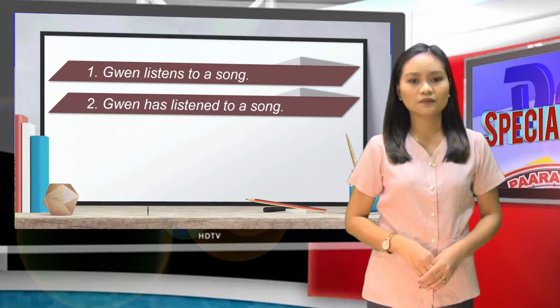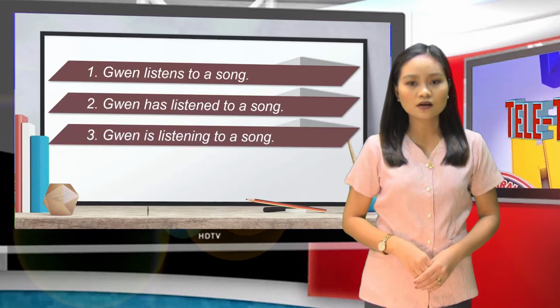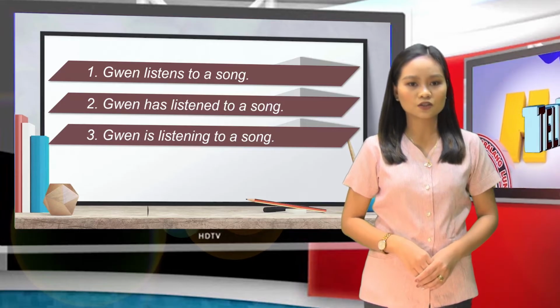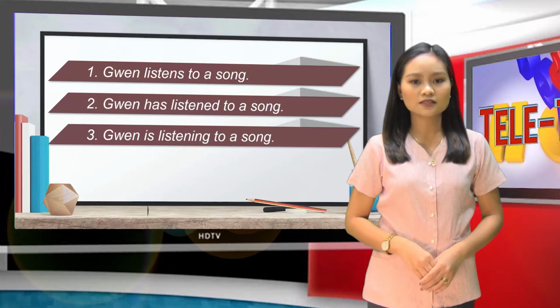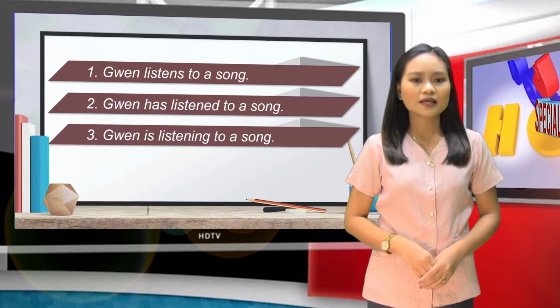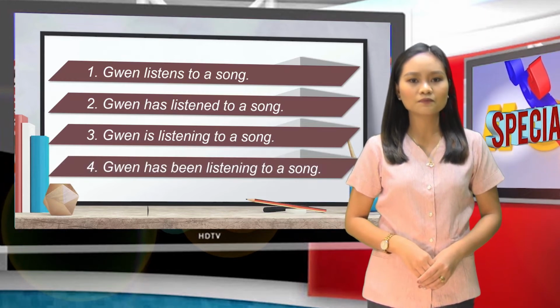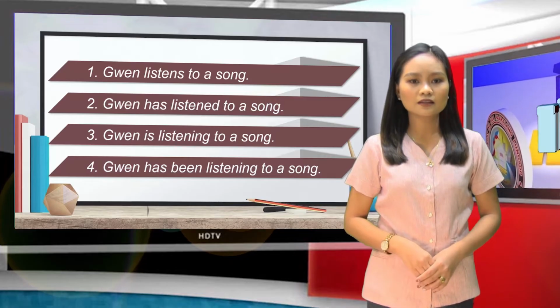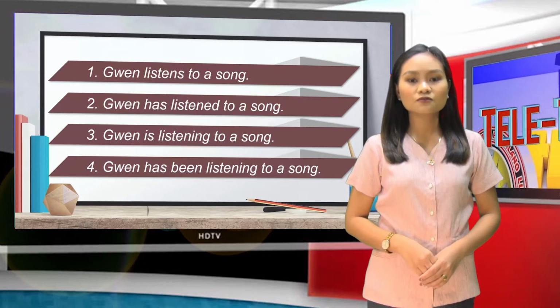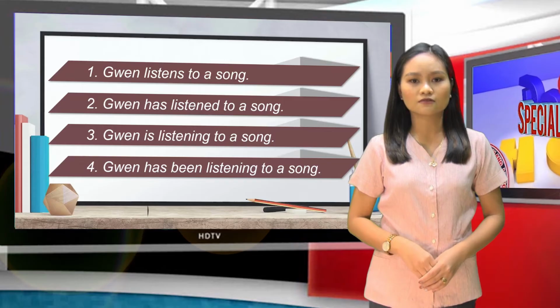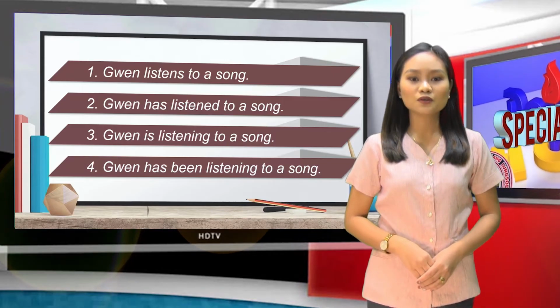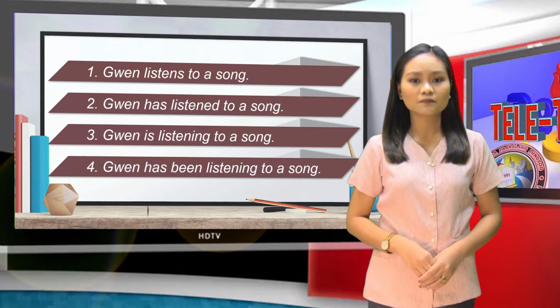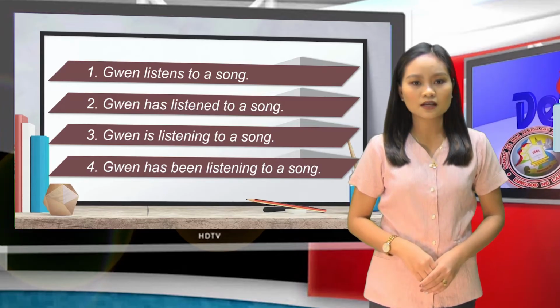Sentence number 3, Gwen is listening to a song, expresses an ongoing action and it is under progressive tense of verb. Lastly, sentence number 4, Gwen has been listening to a song, expresses an end of an ongoing action, and falls under perfect progressive tense of verb. For you to better understand the tenses of verb, let us have a thorough discussion about it.